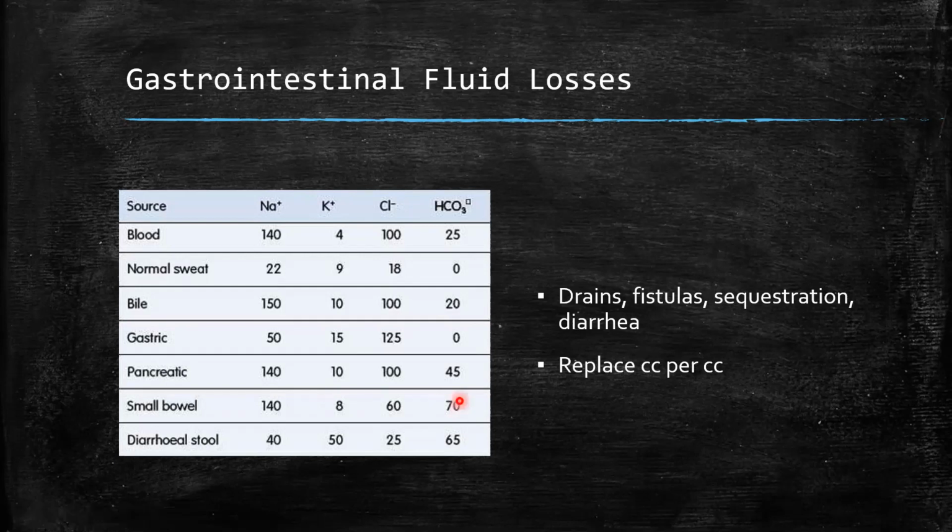And then notice over here, the bicarb levels are high. And so if you don't take that into account, your patient is going to develop a metabolic acidosis since they're losing bicarb. So usually you would want to replace the bicarb in these patients as well.